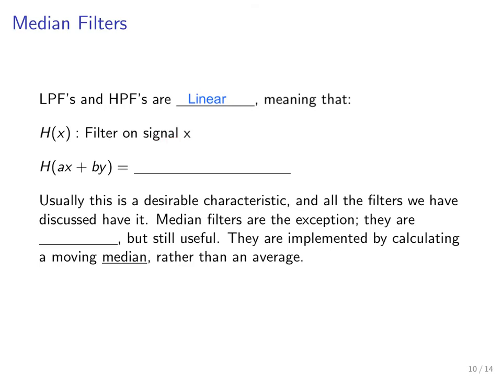Then if we take some linear combination of two signals x and y by multiplying them by some scalars a and b, then what we're going to get at the output of the filter is going to be a times h of x plus b times h of y. Right? This is the definition of linearity for a given filter. Now usually linearity is a desirable characteristic, and the filters we have talked about so far all possess this characteristic. Median filters, however, are different. They are nonlinear, but they're still quite useful in practice.